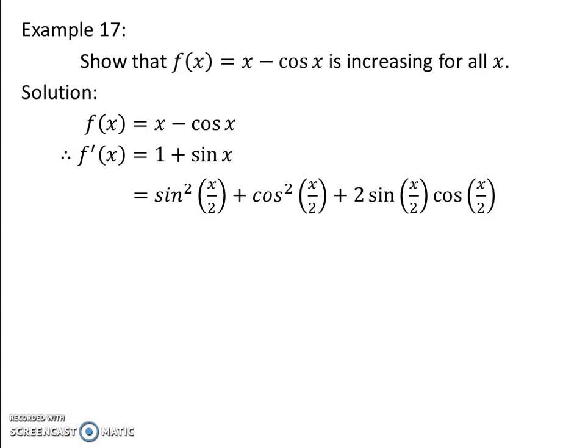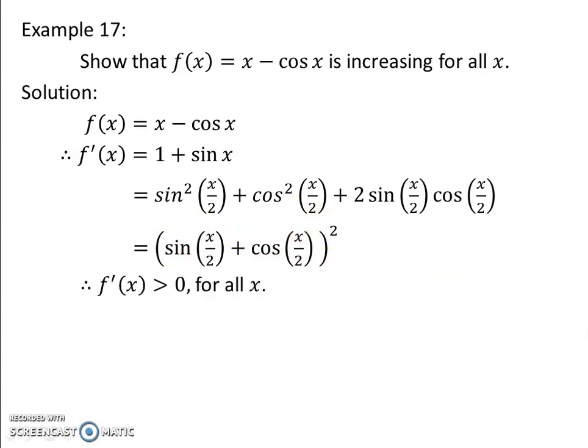Now 1 can be written as sin square x by 2 plus cos square x by 2, and sin x can be written as 2 sin x by 2 into cos x by 2. If you observe, this is nothing but (sin x by 2 plus cos x by 2) whole square. So obviously for any value of x, this is a square, hence it is positive. Therefore f dash of x greater than 0 for all x. That means f of x is increasing for all x. So this is it for increasing and decreasing functions. Thank you very much.